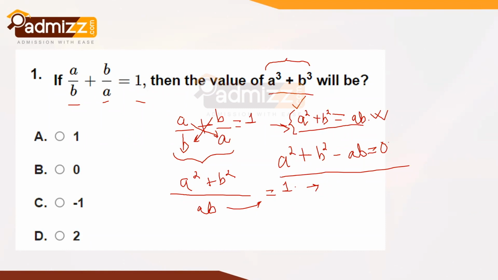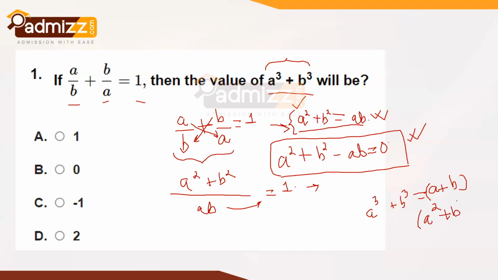From this, we move down to this form, a squared plus b squared minus ab is equal to 0. But what's the use of this particular expression? We know the formula for a cubed plus b cubed; let me write it down here: a cubed plus b cubed equals a plus b, whole times a squared plus b squared minus ab, right? So this is the formula for a cubed plus b cubed.